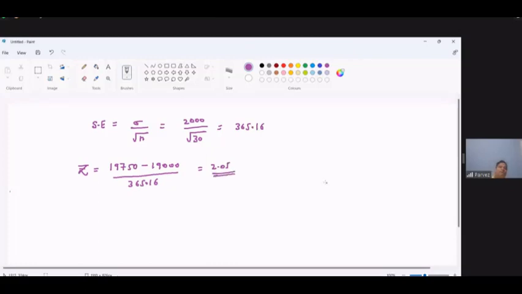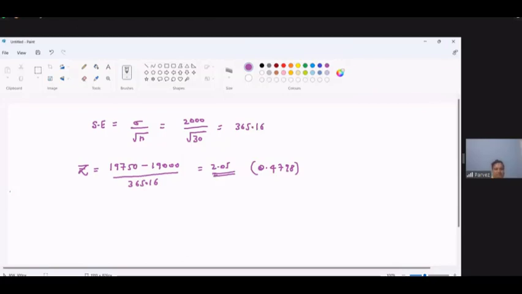Anybody is having doubt in this? How we got 0.4798? And the Z value you got, 0.4798. Anybody is having doubt till here? Everybody understood? If doubt is there, ask. If you are not asking, then it's your fault. So better ask and answer your doubts.